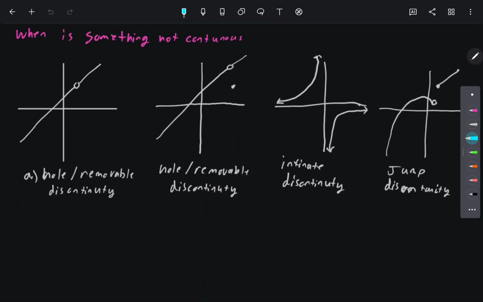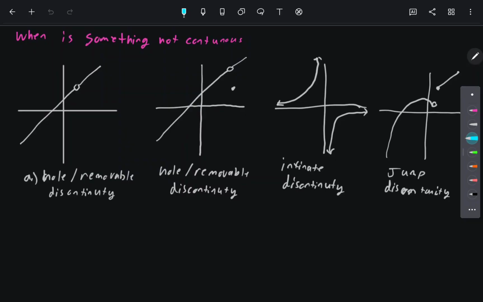Next thing we need to cover is when is a function not continuous? And we have 3 main types of discontinuities. So we have a hole or a removable discontinuity. And the reason why it's called a removable discontinuity is, let's say this function is h of x. We can often define a new function g of x that will fill in this hole. And you might ask, why do we want to do that? Well, it is useful in calculus to be working with continuous functions.